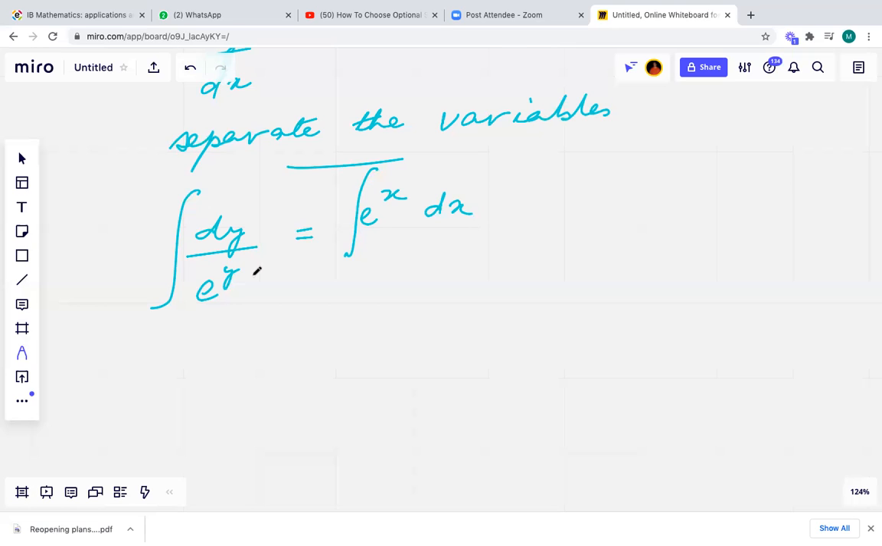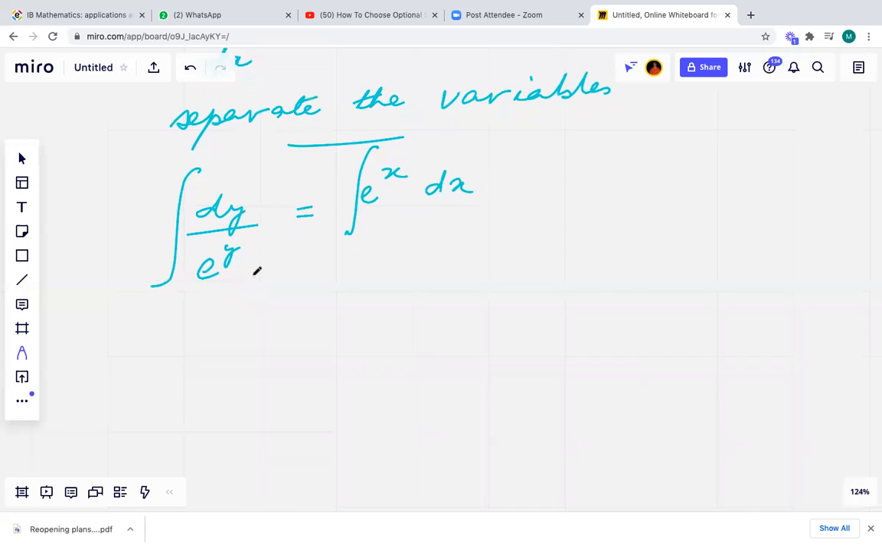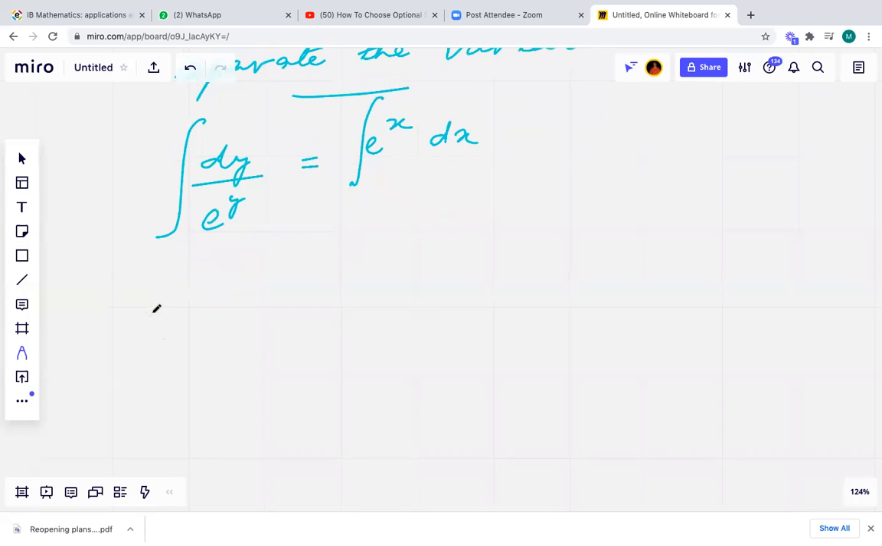So it is minus 1 by e to the power y plus c. We can put 1 only. The integral of e to the power y is the same, e to the power y. The left-hand side is minus one upon e to the power y plus c, equal to e to the x, and we'll put plus c here. That's my equation.